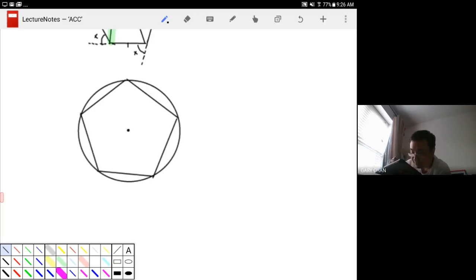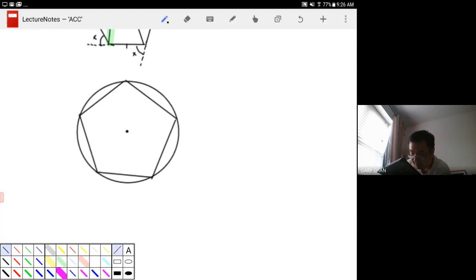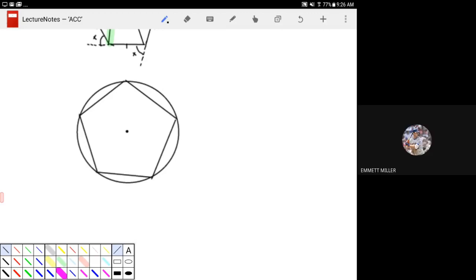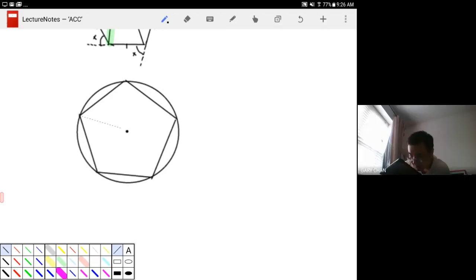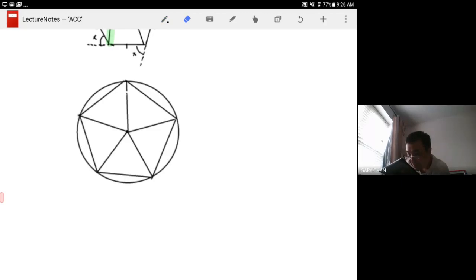So I have a circle right now, and in the circle I have the pentagon drawn inside. Can anyone take a guess what I'm going to do with this? Draw lines to each of the points. Yeah. So I'm going to construct the radius. Kind of looks like the Buick symbol, right? Okay, so I have this.